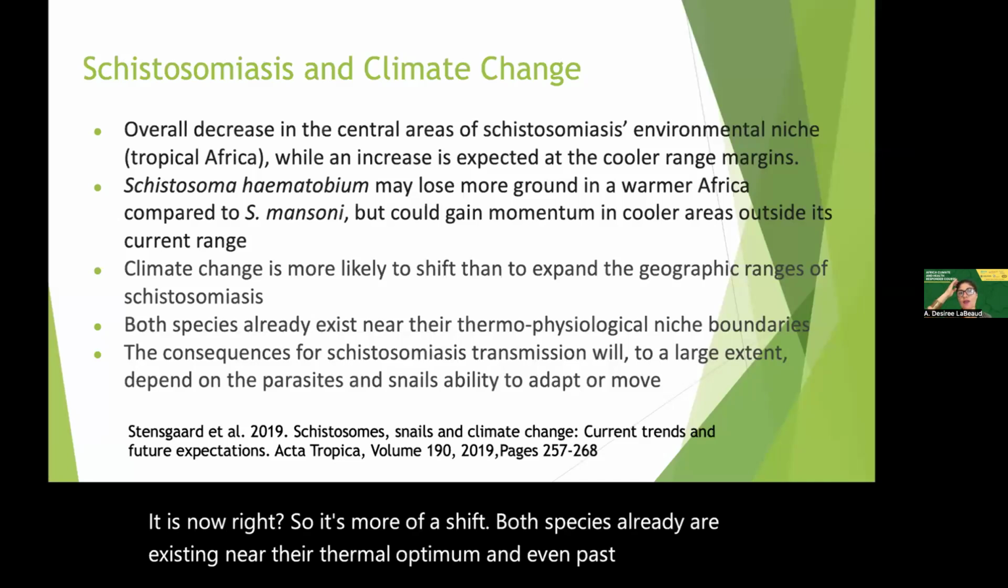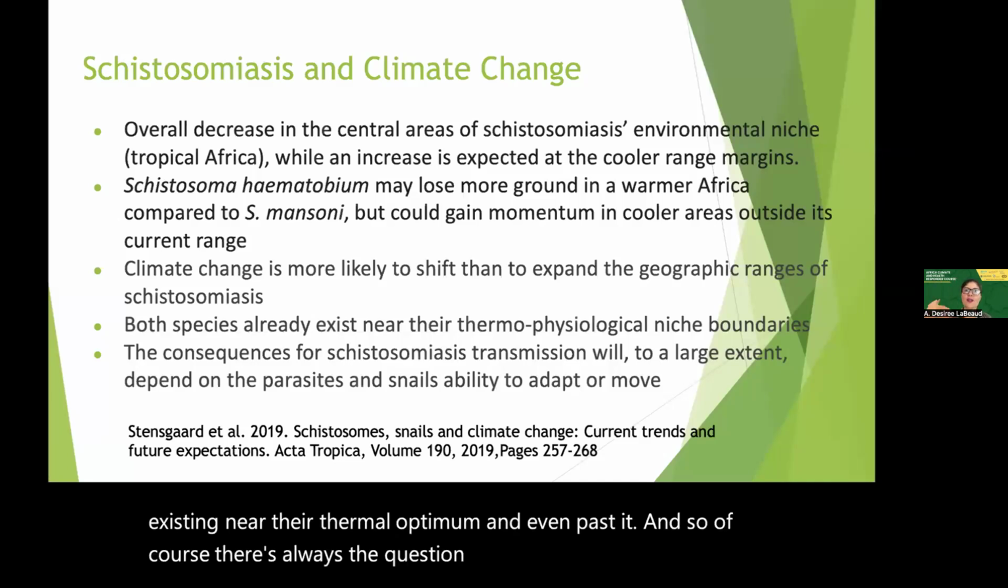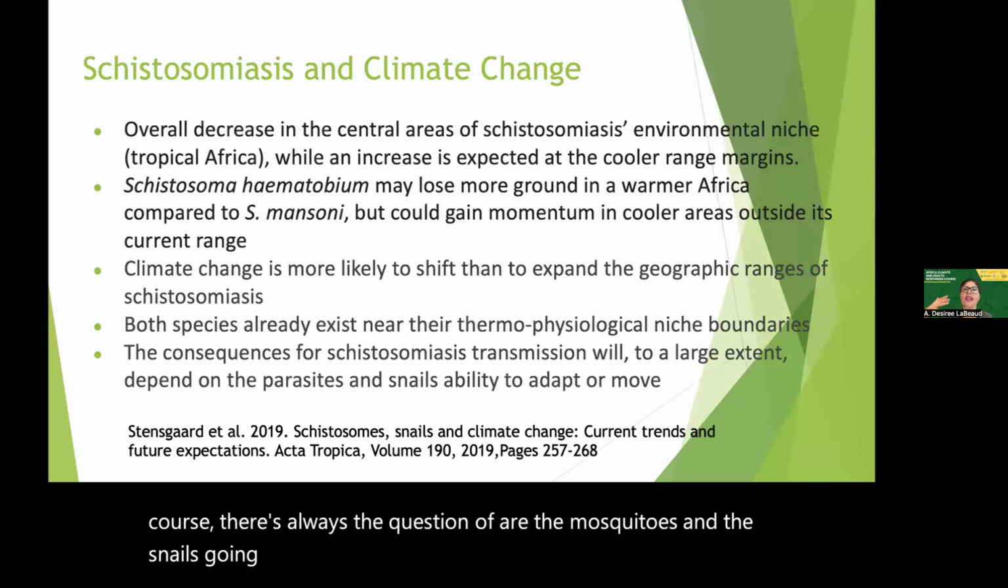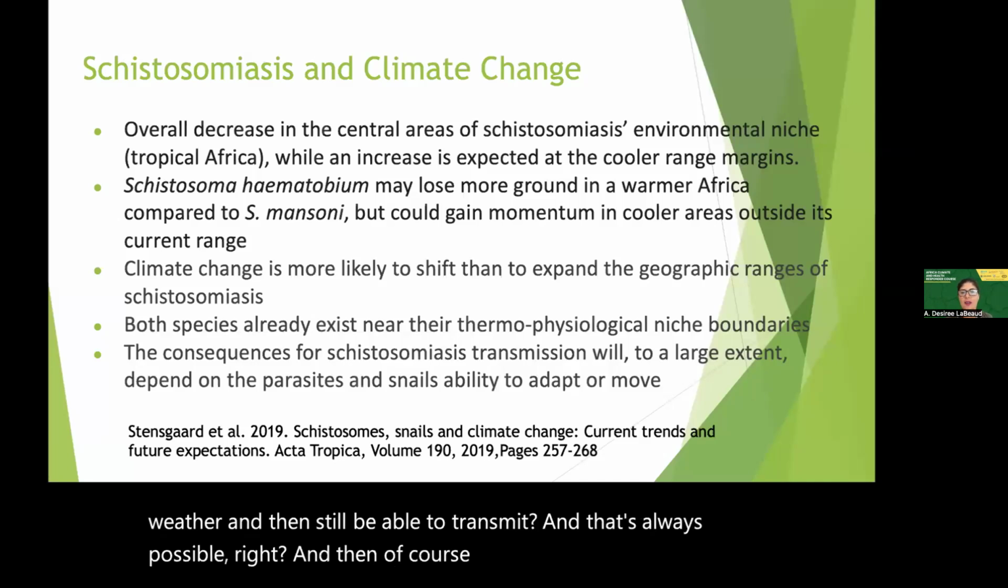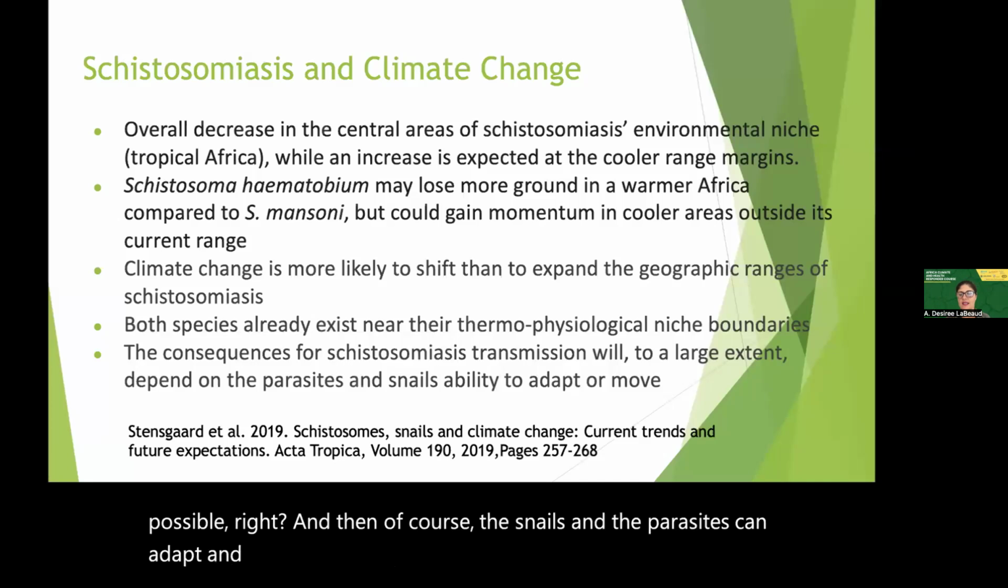And so, of course, there's always the question of, are the mosquitoes and the snails going to adapt, right? Are they going to adapt to this warmer weather and still be able to transmit? And that's always possible, right? And then, of course, the snails and the parasites can adapt and move into these places. And so that will have a big impact on what we see in the future with schisto.